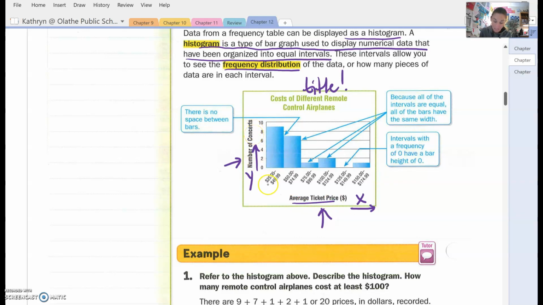Okay, so taking a look, it says 25 to 49. It looks like if you follow this up, between those prices, there's about 9. $50 to $74, we're talking 7. $75 to $99, you're talking 1. This one, you're talking 2. Nothing fell in between here, and then this one is 1. I just wrote those on there so that we could see them.